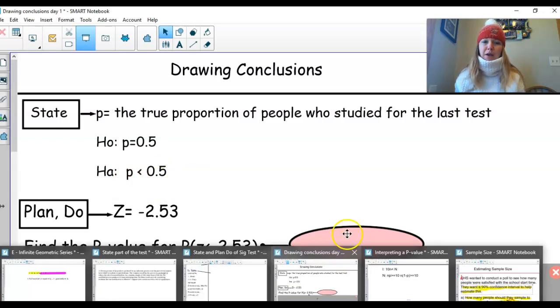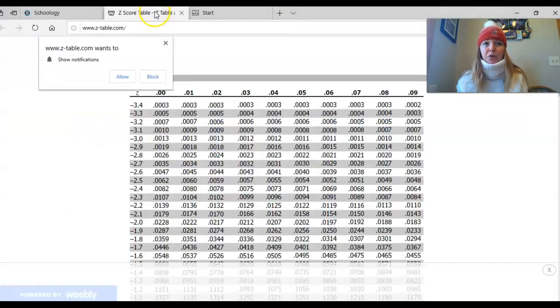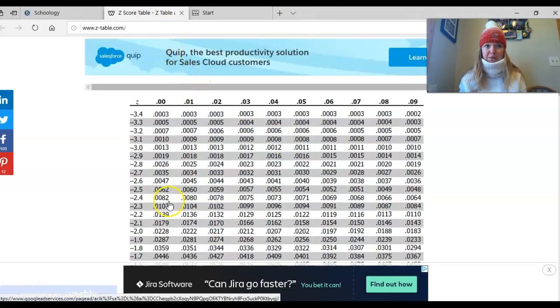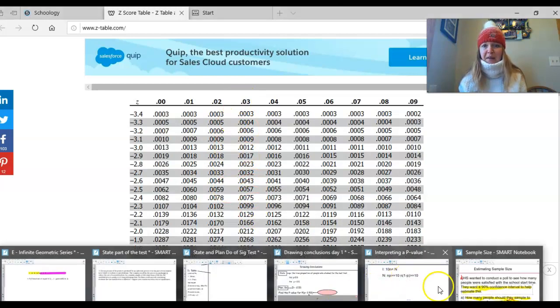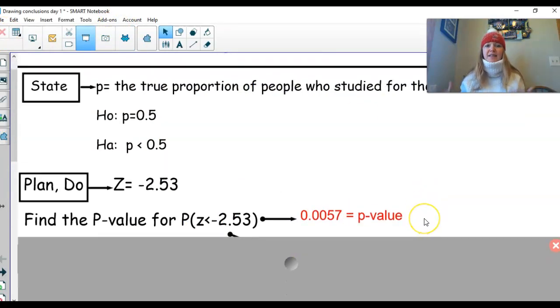Just a friendly reminder, how you find that is you go to your z table, and I have a link for you on Schoology. I go to negative 2.53, and I have 0.0057. So negative 2.53 gives you 0.0057, and that's what we have here. Let me just get rid of that. And that's our p-value, 0.0057.